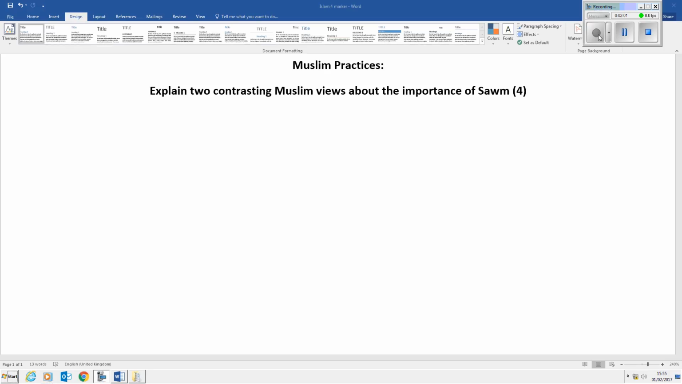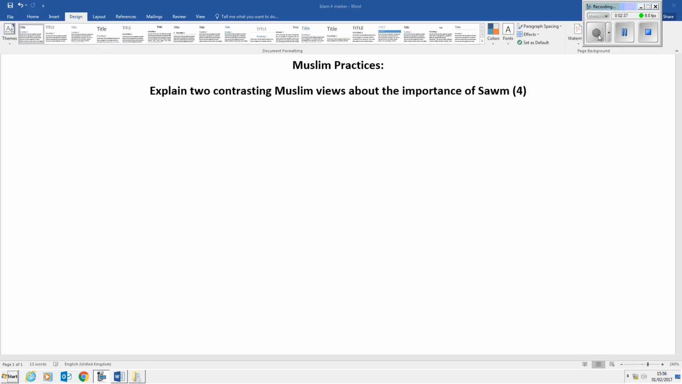If you turn to the next section in practices on page 146 in your textbook, you have what's called the contrasting questions. These are also 4 markers. These questions are where you show your understanding of the diversity in the religion. Now, you guys are clever. You know already that within Islam, there's at least 2 distinct groups, the Sunnis and the Shias. And obviously not everyone believes the same in that religion, or they believe things a little bit differently, or they practice things a little bit differently.